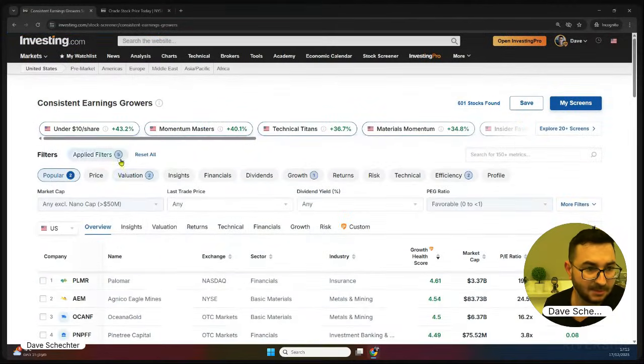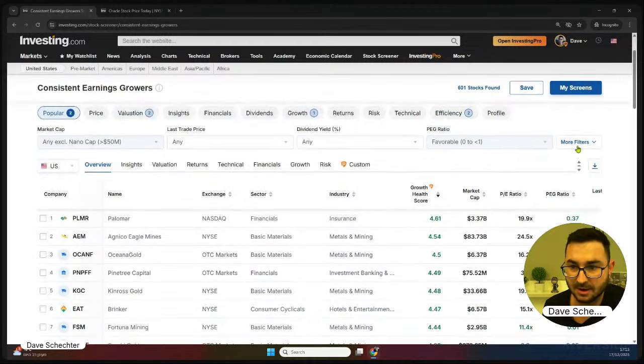And do you see these little bubbles? I see in the total applied filters, there are 5 filters that have been applied here. And inside these tabs indicates there are metrics that have been dialed in based on this preset screen. So why don't we go ahead and take a look at what these are.